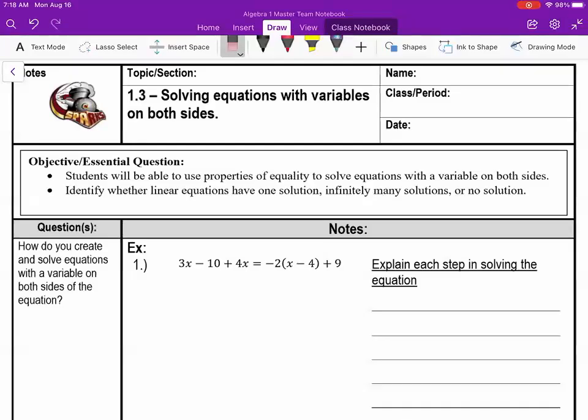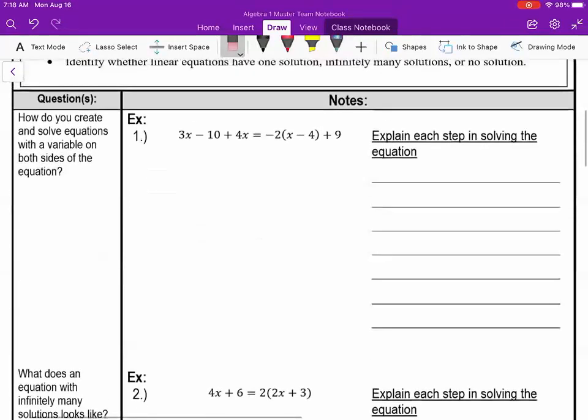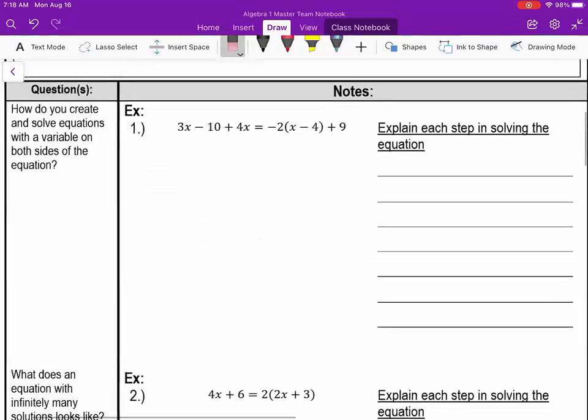All right, today we're going to go over 1.3, which is solving equations with variables on both sides. The first essential question is, how do you create and solve equations with a variable on both sides of the equation? Well, the steps that we're going to be taking are pretty much the same as the ones that we've been using before, with the only difference being that now we have to be careful because we have to check for those things on the left and on the right side.